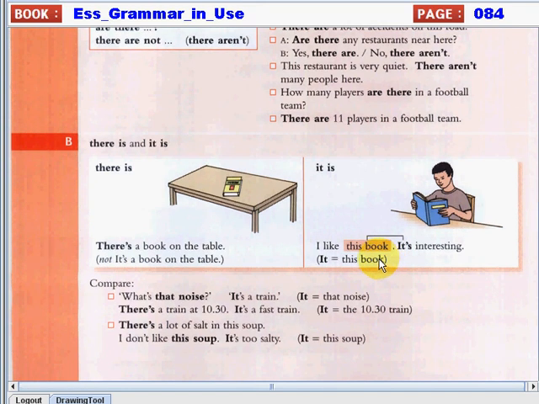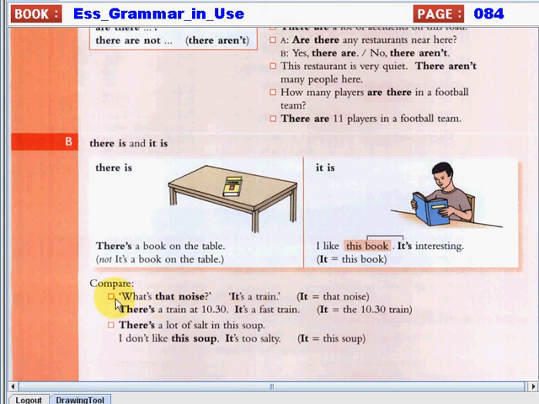So let's go now to the examples. First example is, what's that noise? The answer is, it's a train. That noise came from a train. So you can use it here to describe that the noise comes from a train.